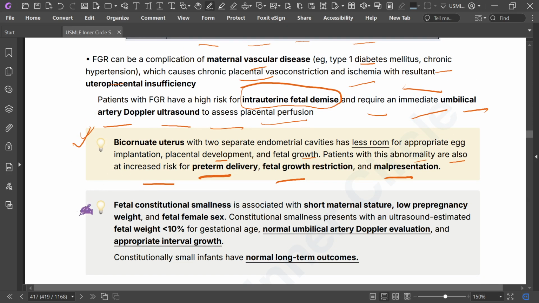Fetal constitutional smallness is associated with short maternal stature, low pre-pregnancy weight, and fetal female sex. Constitutional smallness presents with an ultrasound estimated fetal weight less than 10th percentile for gestational age, normal umbilical artery Doppler evaluation, and appropriate interval growth. Constitutionally small infants have good long-term outcomes.